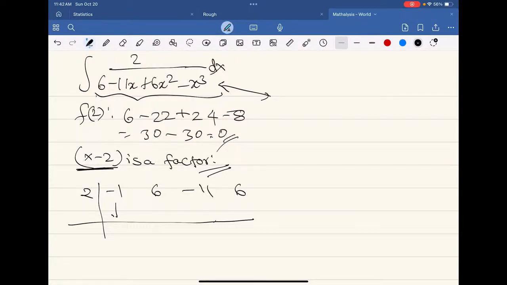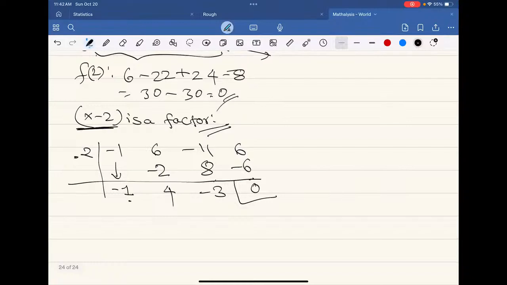First of all, just bring this down, minus 1, and just multiply the divisor in this number and write it over here. This is minus 2, right? Again, add them. 4 times 2 is 8. Add them. Minus 3 times 2 is minus 6. Add them. 0. If you get 0 at last, that means it's perfectly divisible. And yeah, that should happen because obviously x minus 2 was a factor, right?